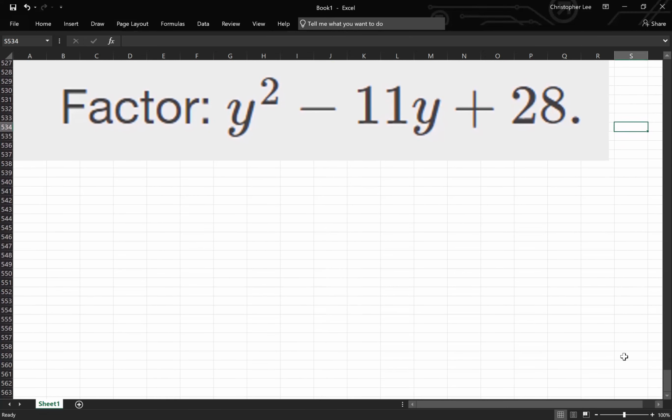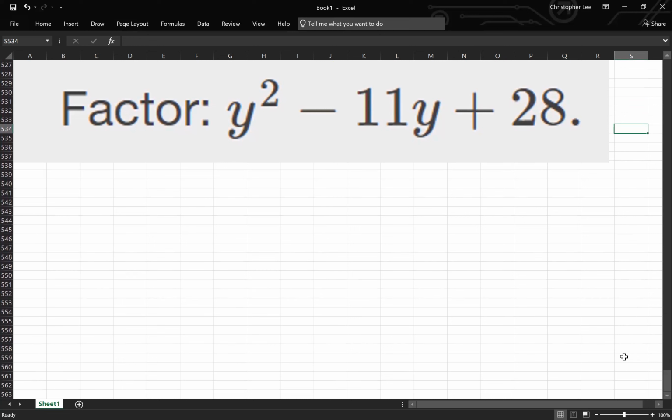My B term is negative. So let's talk about that. I agree, we're still going to have this same factor thing going on. That hasn't changed. But now I need two numbers that multiply to positive 28 and add up to negative 11. Now check this out. For me to get a positive 28, both of my numbers are either positive or both are negative. So this is the case where both of my numbers are negative, just like that.